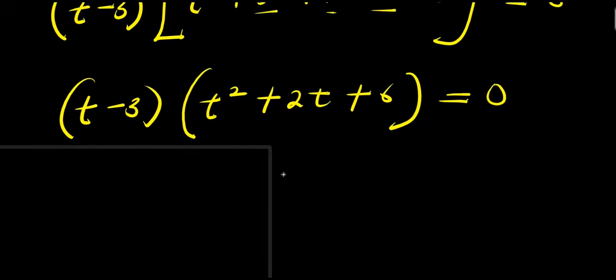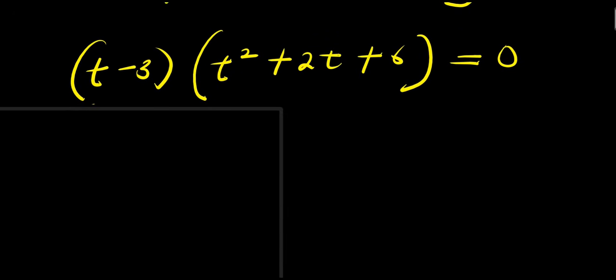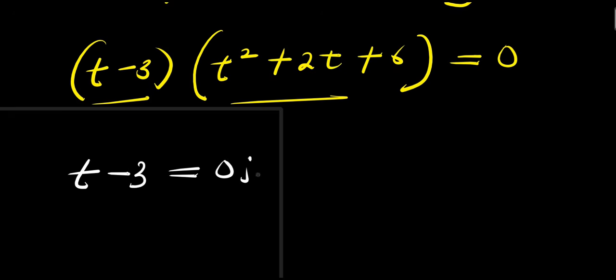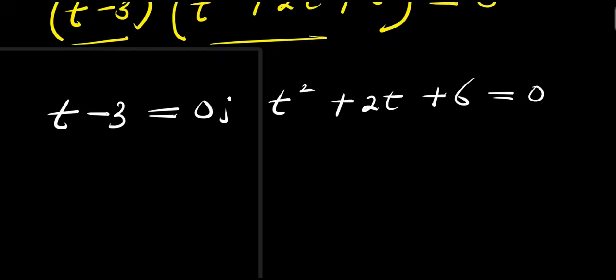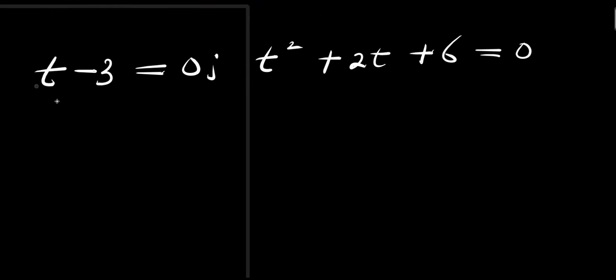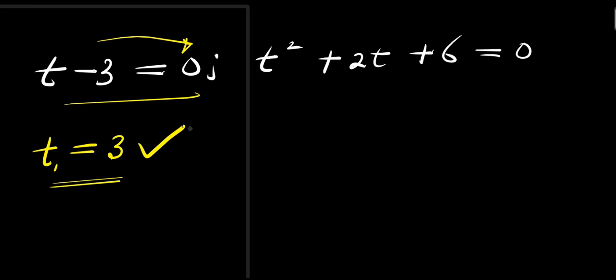So what will happen here is that I can equate each of these to 0. We have t minus 3 equals 0. Also we have t squared plus 2t plus 6 equals 0. Now, we have two different equations to solve. To solve this is simple. We'll move this over here. This is t equals 3. That's our first solution. This other one is a quadratic equation.